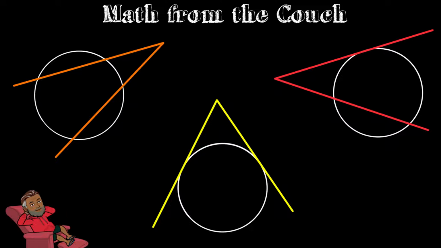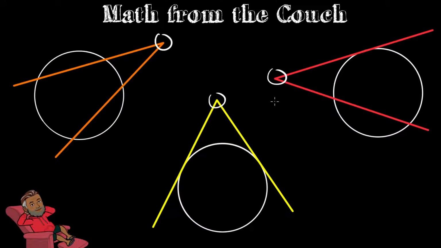Today we're going to continue where we left off on the last video, which is talking about angles and their relationship to the arcs that they intercept. The angles today are the ones that look like the orange, yellow, and red angle. You'll notice that all three of these angles occur outside of the circle. So today we're going to be talking about angles that occur outside of the circle.